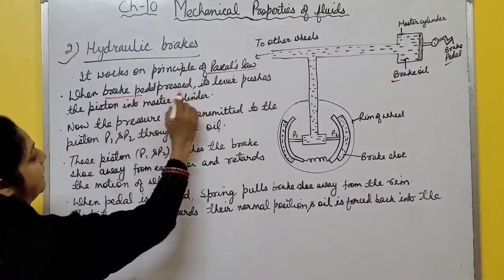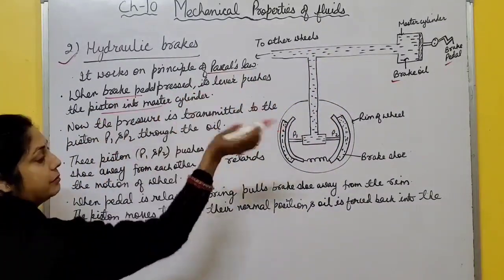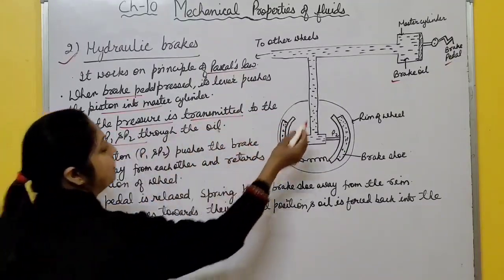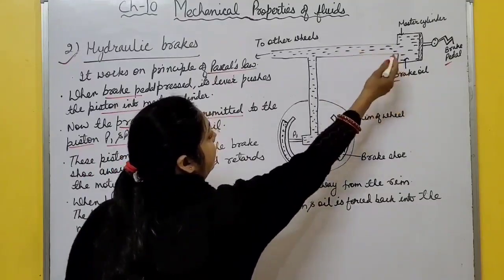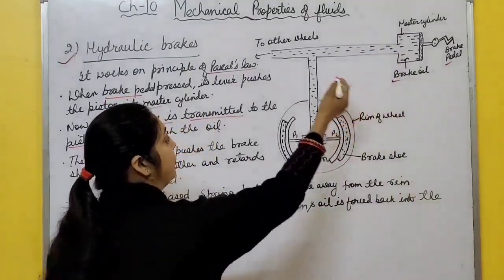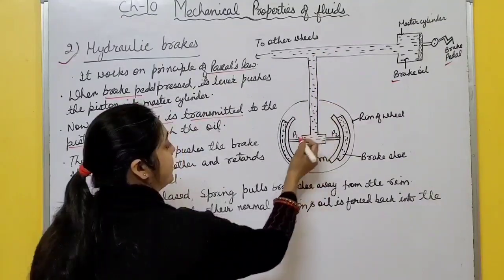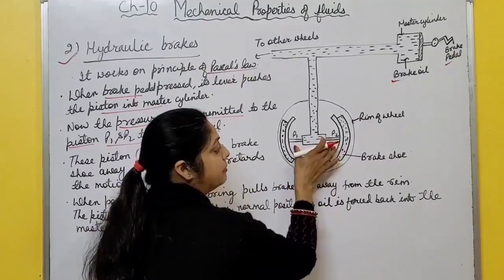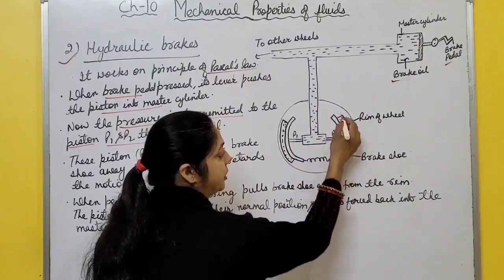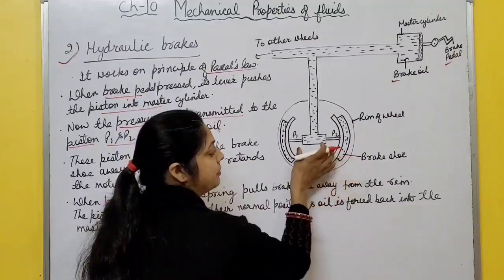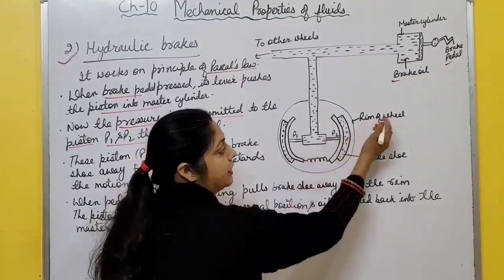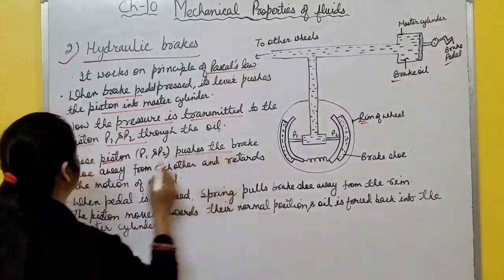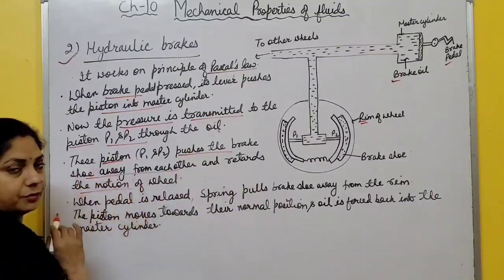So when the brake pedal is pressed, its lever pushes the piston into the master cylinder. Now the pressure is transmitted to the pistons P1 and P2 through this oil, right? Brake oil is what? Liquid. Through this liquid, the pressure is transmitted to P1 and P2. Due to this pressure, P1 and P2 move the brake shoes. These two are connected to the brake shoes of the wheel. They push the brake shoes away from each other and towards the rim of the wheel, and this retards the motion of the wheel.